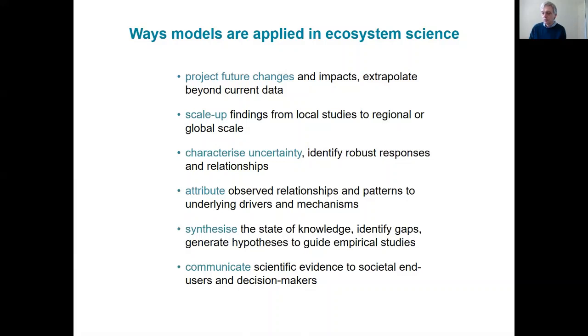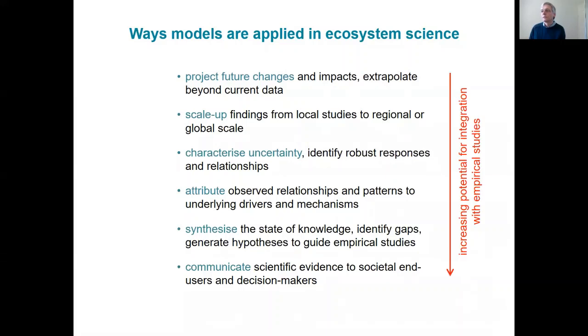And we could make this list longer, but this covers many of the ways in which models are used, certainly in ecosystem science. And something we can note is that actually, as we go down this list, and remember we started at the top with maybe the first thing we think about, projecting future changes, but as we go down, there's an increasing potential to integrate modeling with measurements and data and experiments with empirical studies.